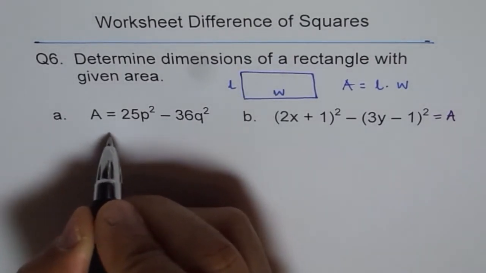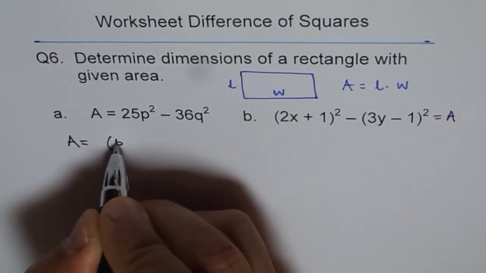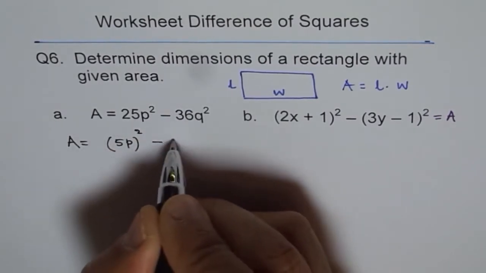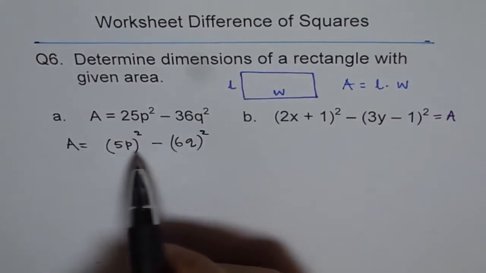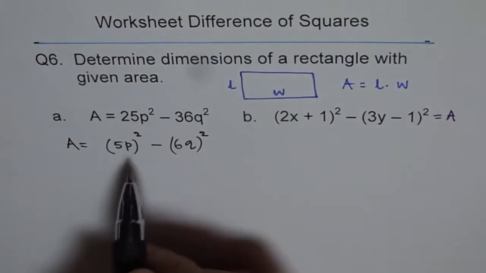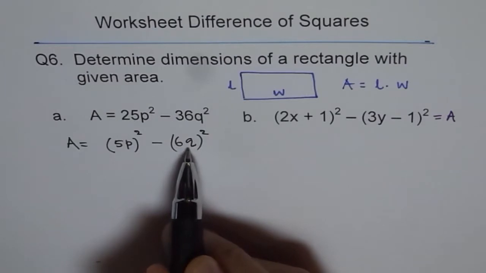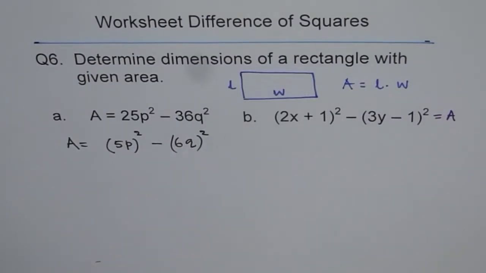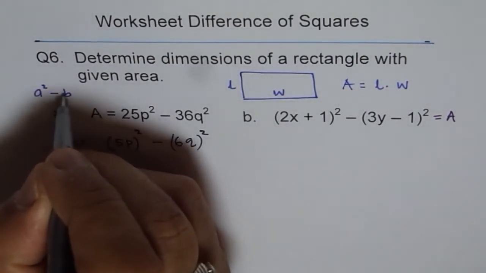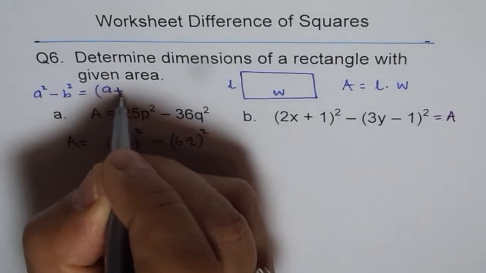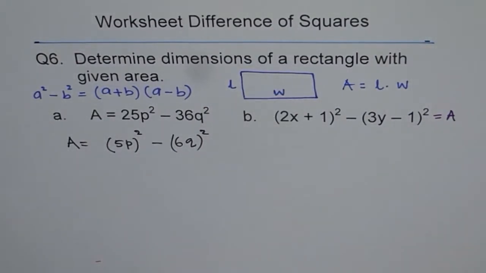So area A could now be written as 5p whole square minus 6q whole square, right? Since 36 is square of 6 and 25 is square of 5. Now you have difference of squares. A square minus b square is what? A plus b times a minus b, right? So that is the formula which we are going to use. Let me write it here for you. So a square minus b square equals to a plus b times a minus b. So that is the formula we are going to use here.